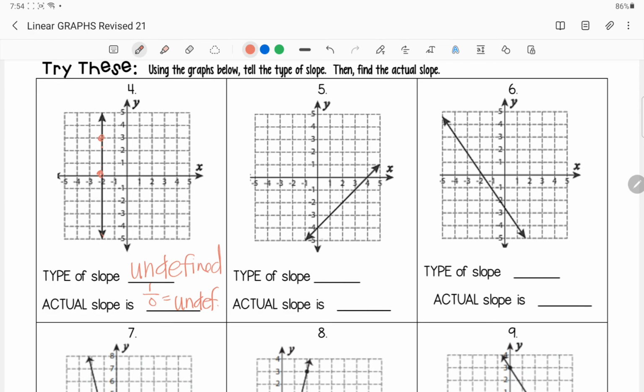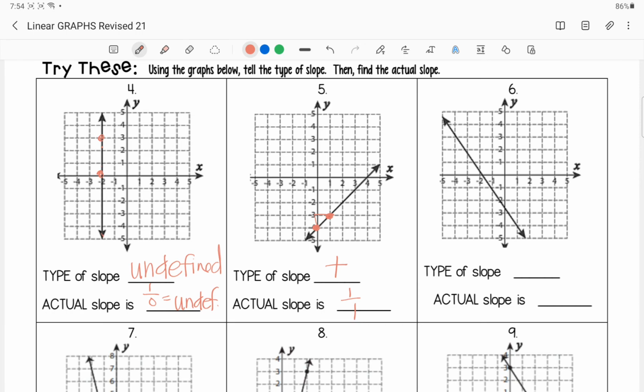All right, on this one again, starting from your farthest left, I can see here's an exact point. Following my line, I can see there's another exact point. So if I were to do this, I'm going to go up and then to the right. So that means this is a positive type of slope with a rise of 1 and a run of 1. And you could just write 1 and that would be fine too.